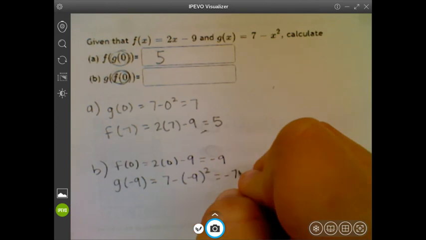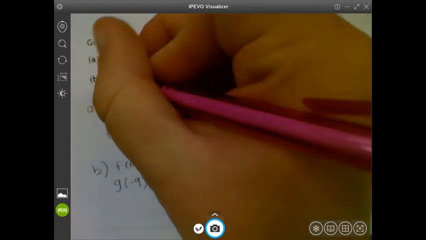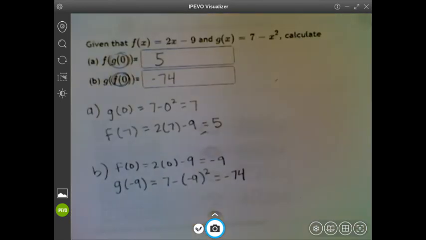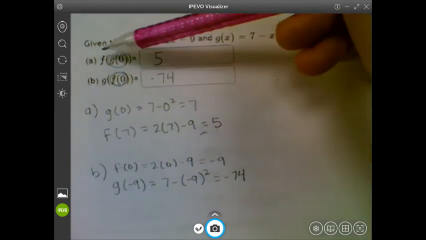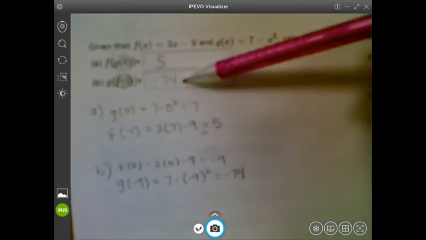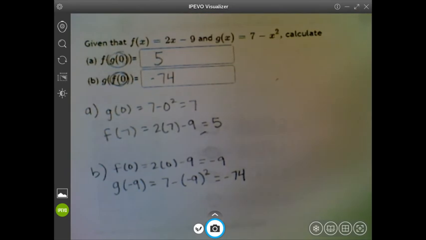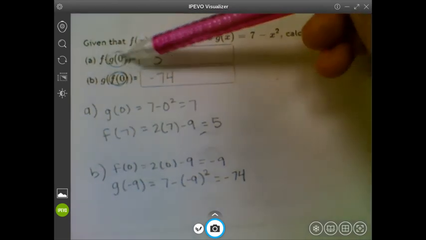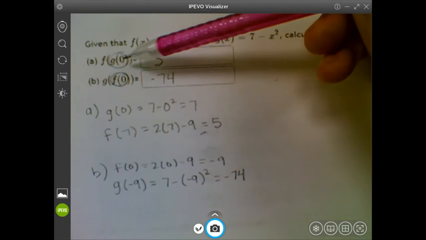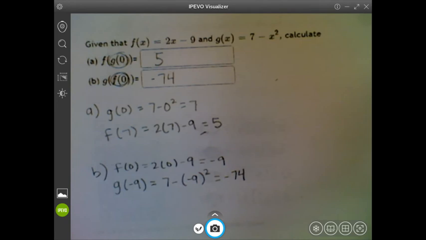So that's negative 74. So g of f of 0 would be negative 74. So this one's kind of interesting because if you do f of g of 0, you get 5, but if you do g of f of 0, you get a different number. So make sure that you're careful on the direction that you do the composition, that you do the inside piece first and then the outside piece, because if you reverse them, you will most likely get a different answer.